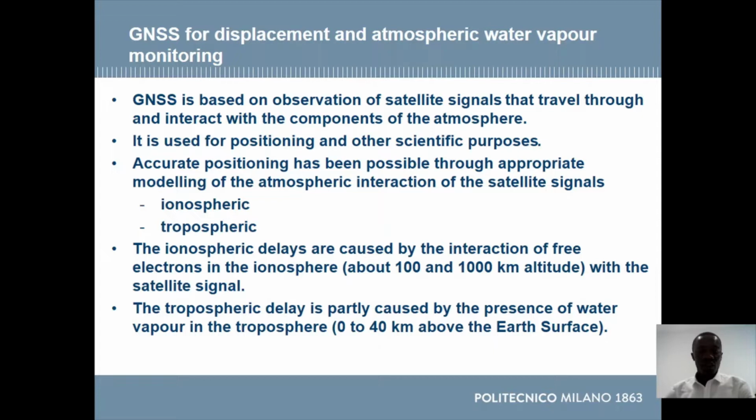Now, the ionospheric delays are caused by the interaction of free electrons in the ionosphere with the satellite signals, while the tropospheric delays is partly caused by the presence of water vapor in the tropospheric layer. And in this session, the focus will be on the tropospheric interactions.